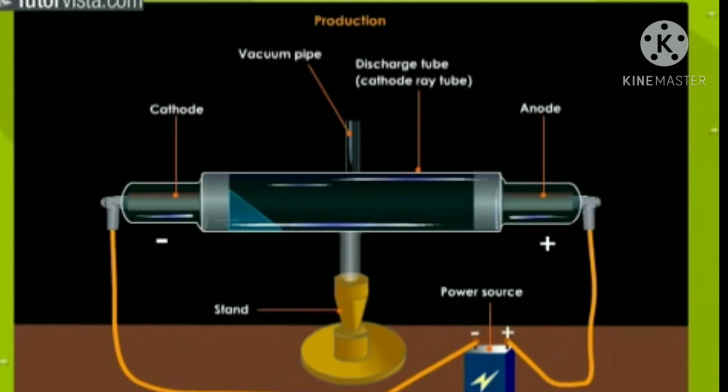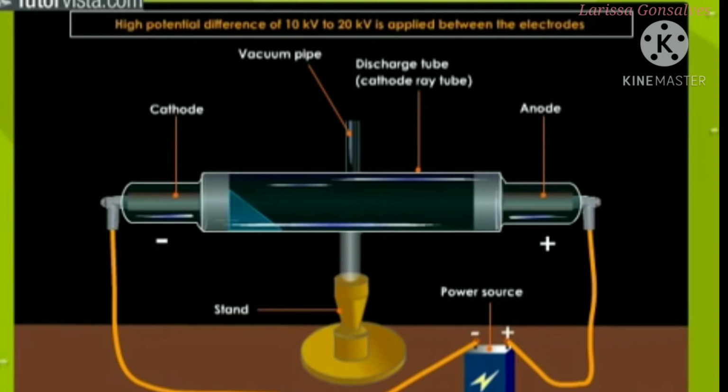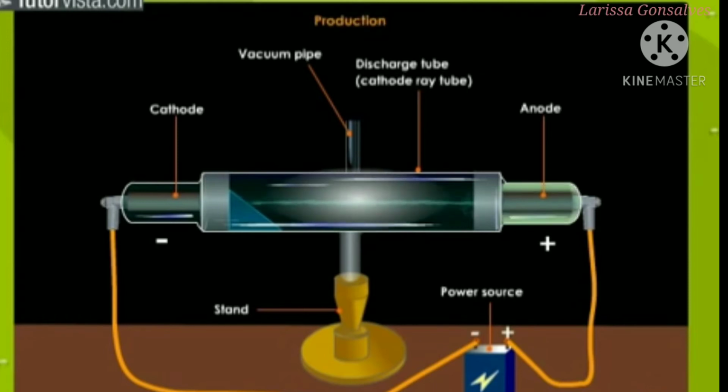It was found that electric discharge through gases took place only when the pressure inside the tube is lowered and the potential difference between the electrodes was high. To produce cathode rays, high potential difference of 10 kV to 20 kV is applied between the electrodes and the pressure is reduced to 0.0001 millimeter of mercury by means of a vacuum pump. A glow is seen on the walls of the glass tube. The bright fluorescence glow is due to the striking of the rays emitted by the cathode. These rays are cathode rays.